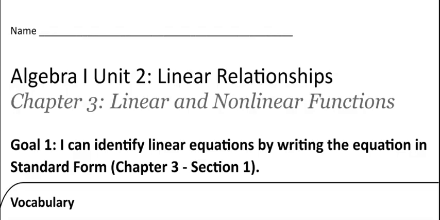Unit 2 is focusing a lot on graphing lines as changing, like, from tables to equations to graphs and flipping between those different forms of equations of lines.